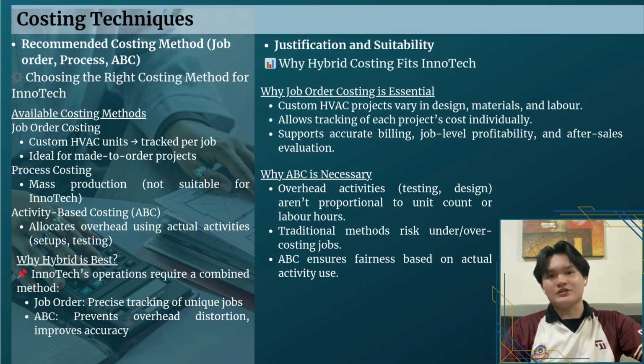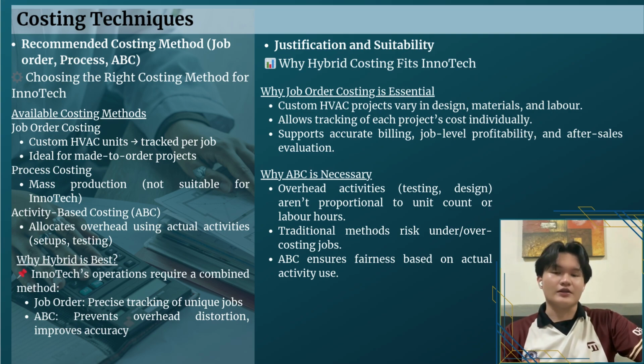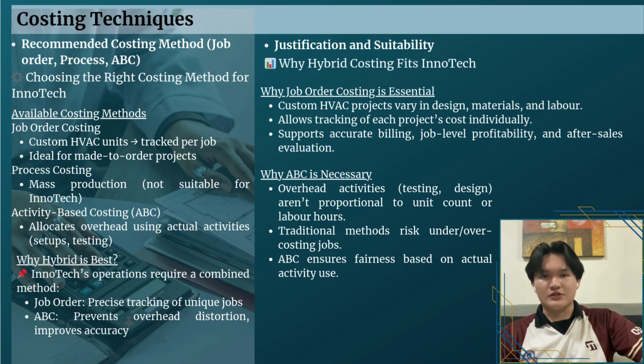However, InnoTech's operations also involve high and diverse overheads, like engineering design, quality assurance, and machine setups. These costs don't scale neatly with labor hours or unit count, so using traditional allocation methods would distort costs. That's where activity-based costing (ABC) comes in. It assigns overhead based on actual activity consumption. A complex hospital project that demands more engineering time gets more overhead assigned to it, while simple jobs don't get unfairly burdened, and this makes costing far more accurate.